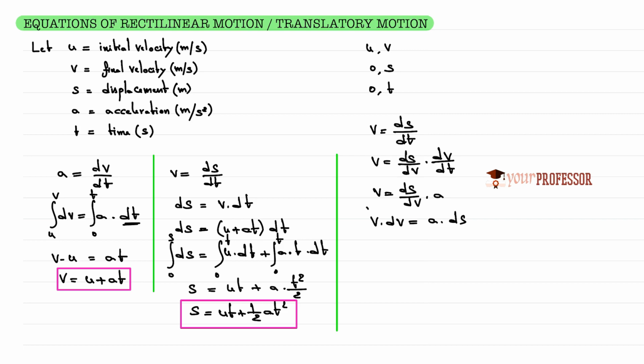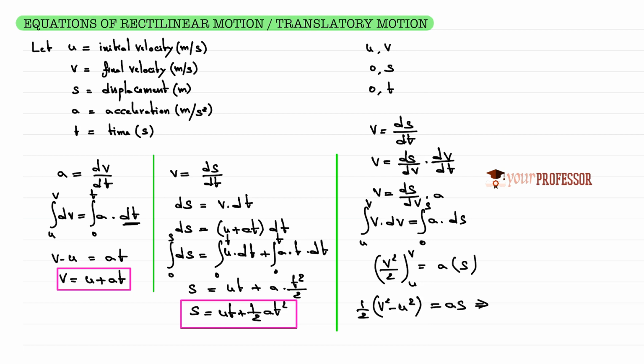Let's integrate this equation on both sides. So v ranges from u to v, whereas ds ranges from 0 to s. Integral v dv is nothing but v squared divided by 2 within the limits u to v, and a into integral ds is a s. So 1 by 2 you can take out: v square minus u square is equal to as. If you simplify this, v square minus u square equals 2as. These are the equations of rectilinear motion or translatory motion.